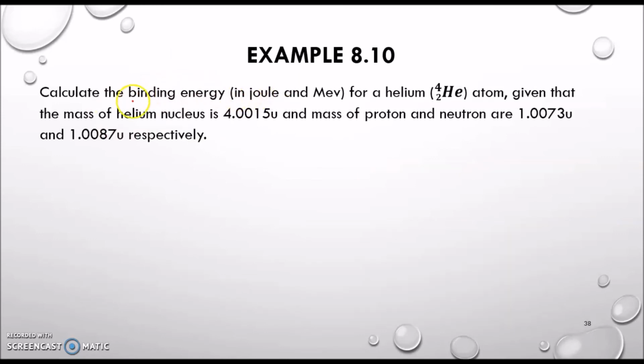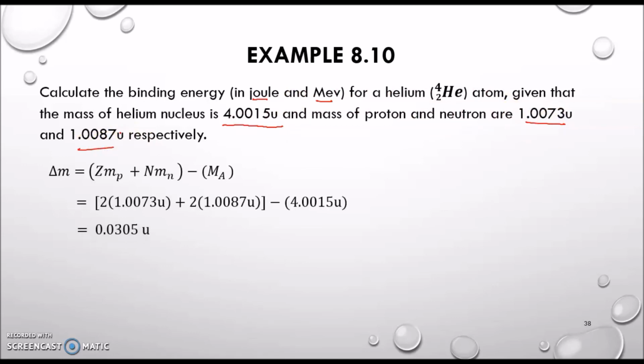Example 8.10: calculate the binding energy in joule and mega electron volt for a helium atom, given that the mass of the helium nucleus is 4.0015 U and the mass of proton and neutron are given here. First, we can find the mass defect by using this equation. The number of protons for helium is 2, times the mass of proton. The number of neutrons for helium is also 2, times the mass of neutron, minus the mass of nucleus. You will get 0.0305 U.